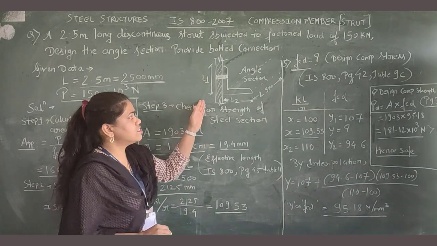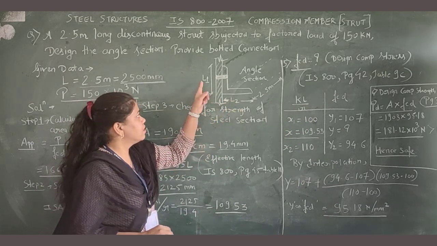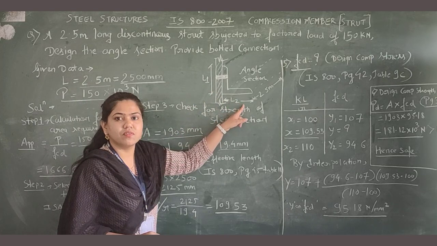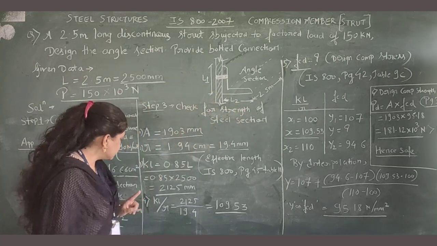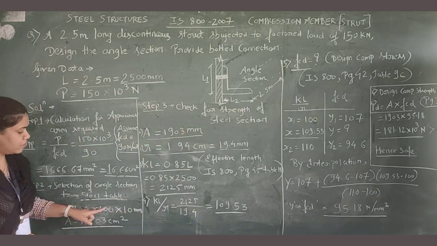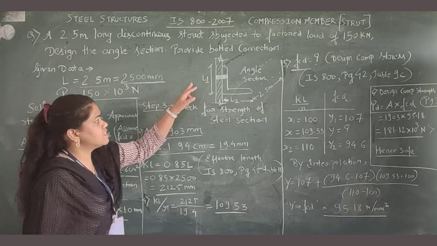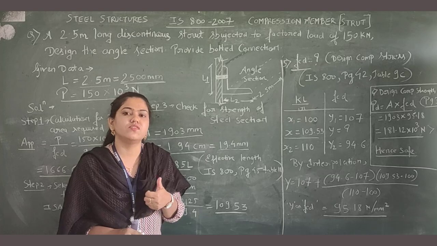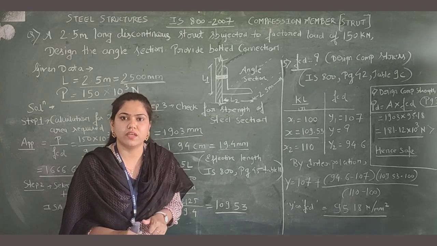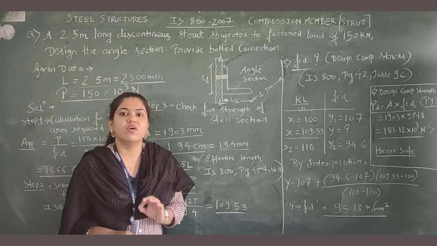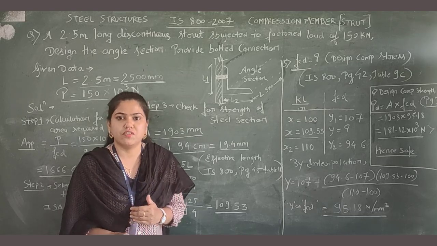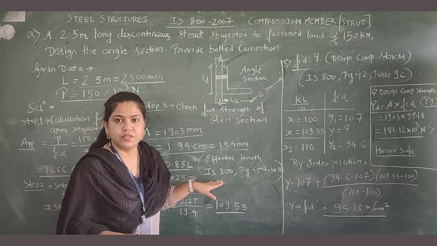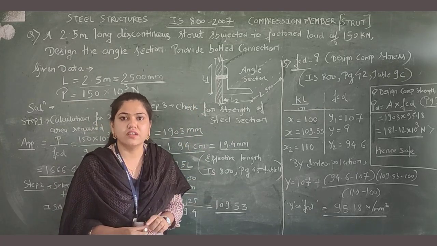So basically this is the angle section, right? L1 is the length of one leg, L2 is the length of the other leg. Here in this case our section is 100 into 100 into 10. Okay, so this is the equal angle section. If it is not mentioned in the question whether you have to select an equal angle or unequal angle, always remember you have to select the equal angle section for the simplicity of the design, right? So this is one of the methods to design a single angle strut, right?